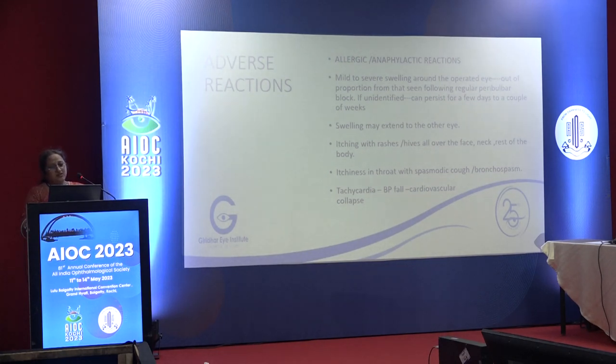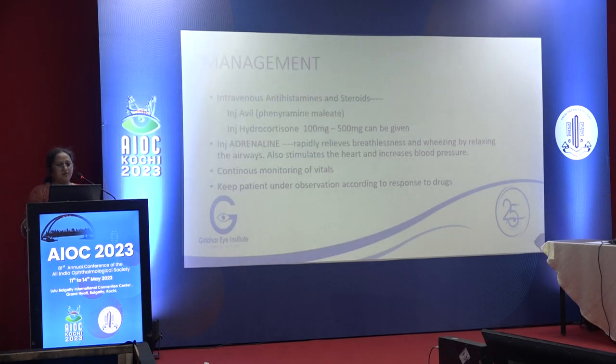They can have itchiness in the throat with spasmodic cough, bronchospasm, and even worse, tachycardia, BP fall, and a cardiovascular collapse. So how do we manage? Once you identify a Hylase allergy, how do you manage it? Intravenous antihistamines and steroids. We have Avil and we have hydrocortisone, and the dose is like this.